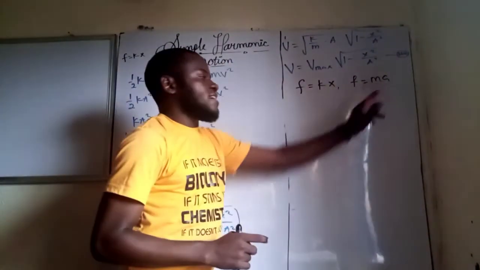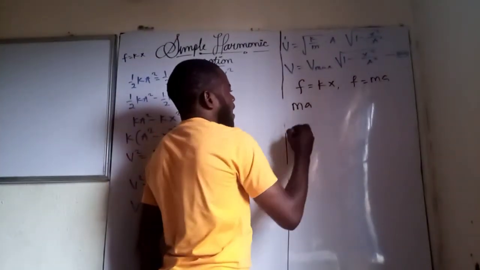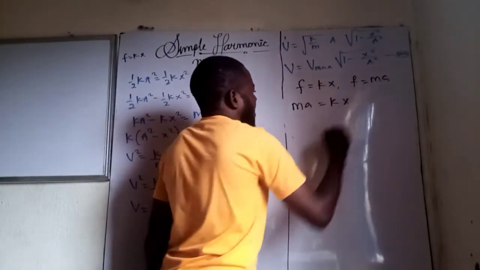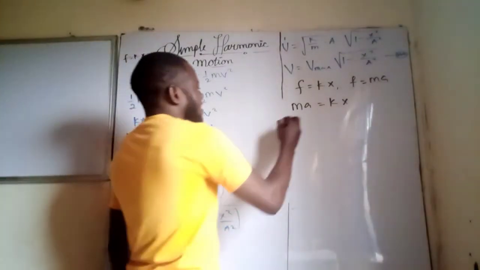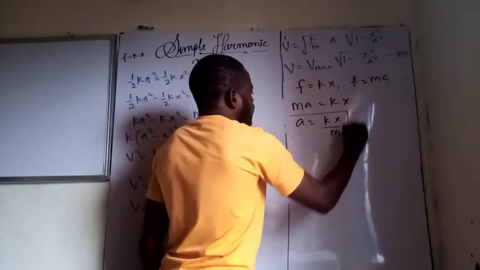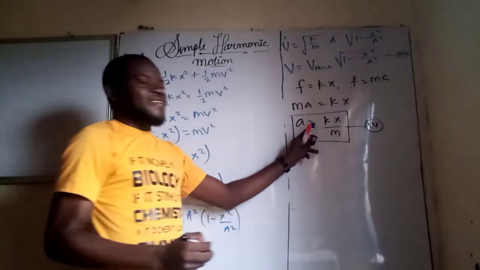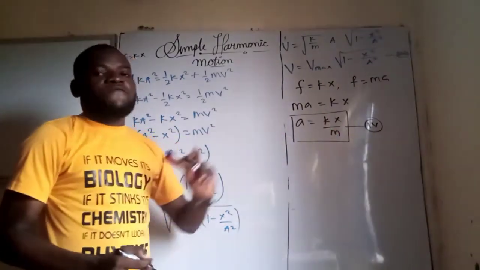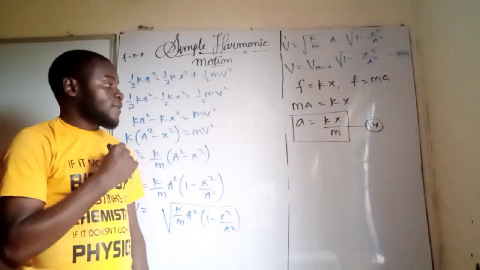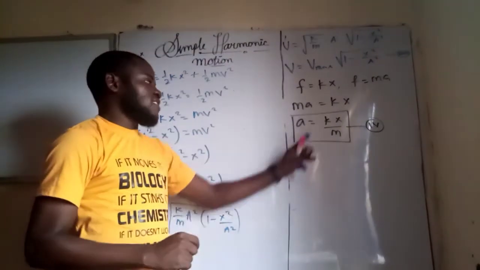So this and this would equal each other. I will then have that ma is kx. Hence, a is said to be kx over m. And this would be our equation 4. This is acceleration at every instance. So, if you want to calculate the acceleration of the body at every instance, we have this.